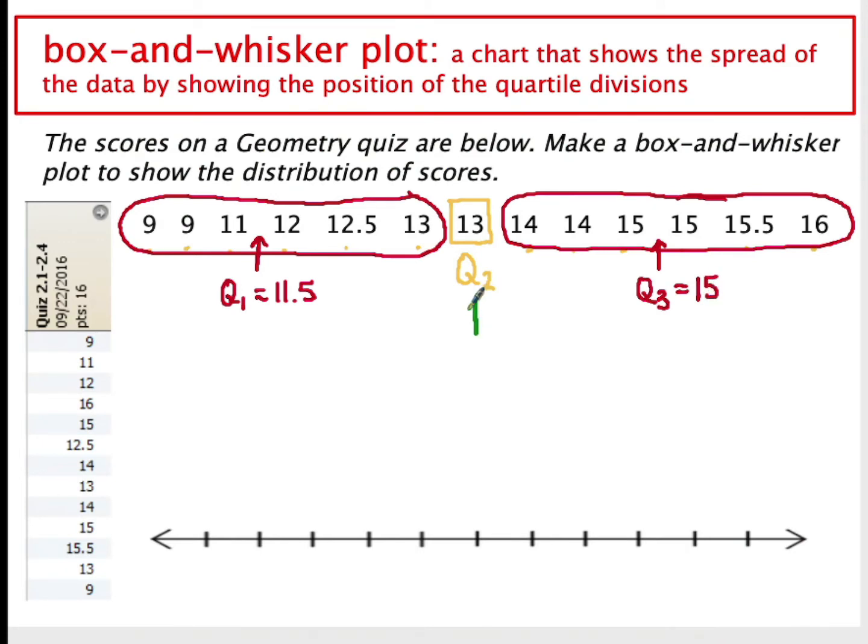Just a note, if that median hadn't been an actual data value, had it been between two values, then we would have included it when we looked at either the lower half or the upper half.